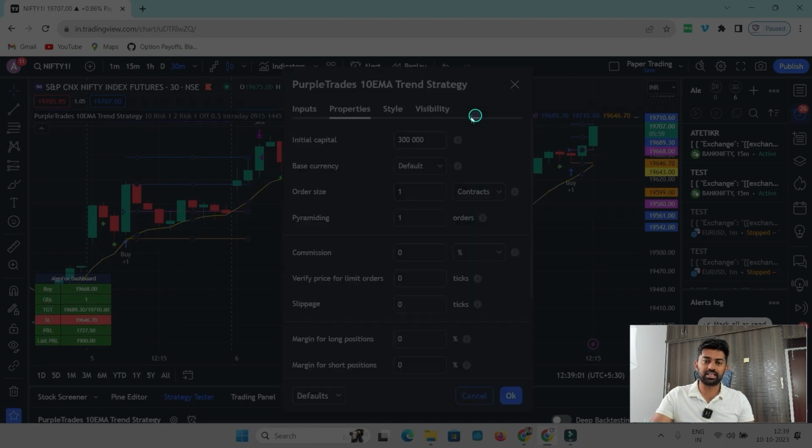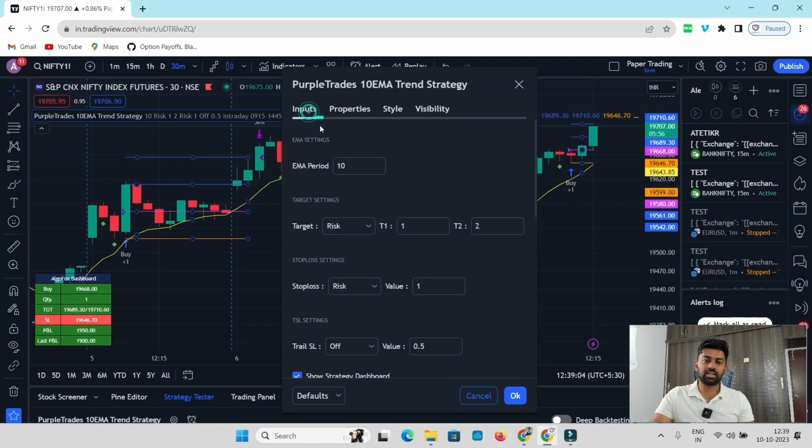If I go to the settings, in the inputs, I have the EMA period as 10. Target is risk reward. So we mark the risk. The stop loss is basically as per the EMA value of the reference candle. And then we take the risk. It can be 1:2, 1:3, 1:4.